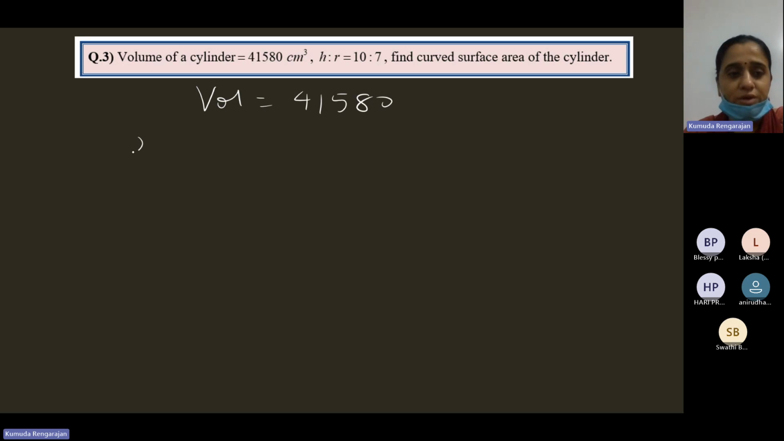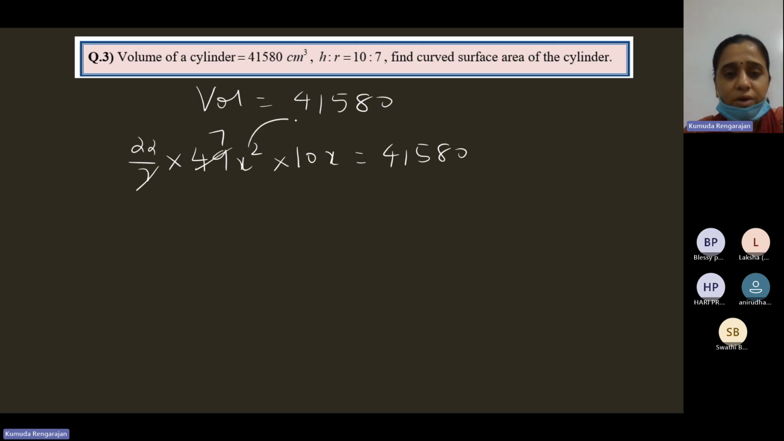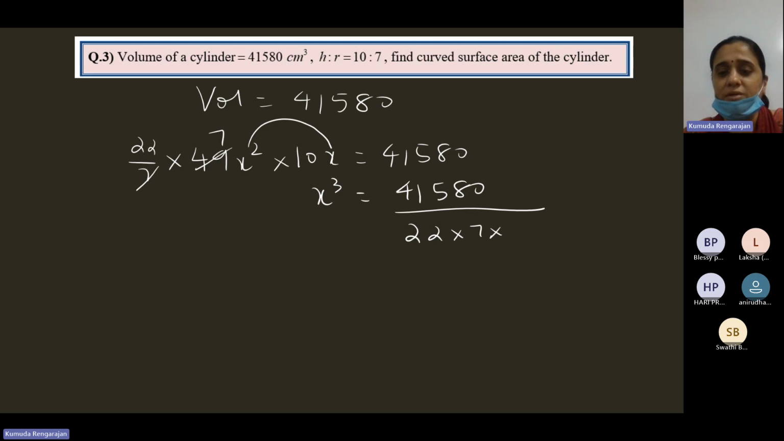Pi r square h. Pi is 22 by 7 into r square. R is 7x. So 7x into 7x is 49x square. Or I have written 7x into 7x itself. Or if you're squaring, write it as 49x square. Into height 10x is equal to 41580. Then on simplifying, x square into x is x cubed, and all the numbers will come to the other side for division. Divided by 22, 7 and 10. So on cancelling, you get x cube is equal to 27.